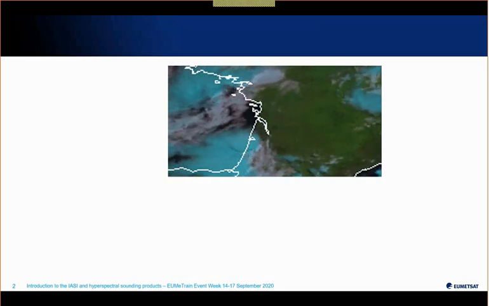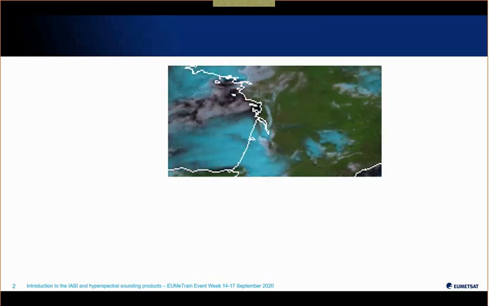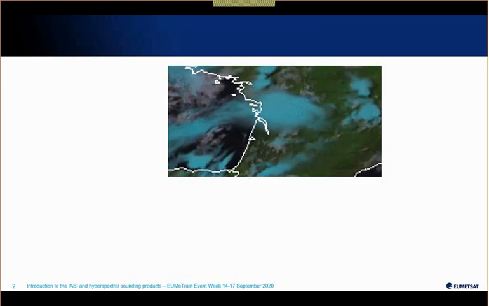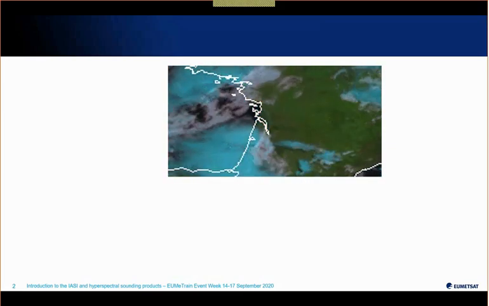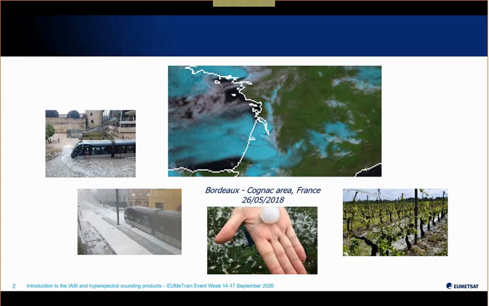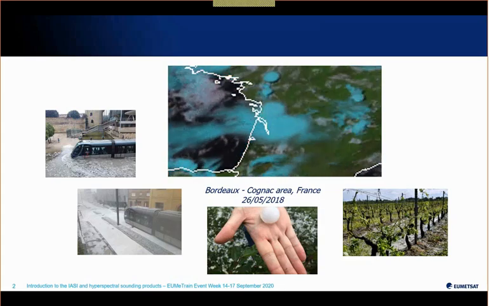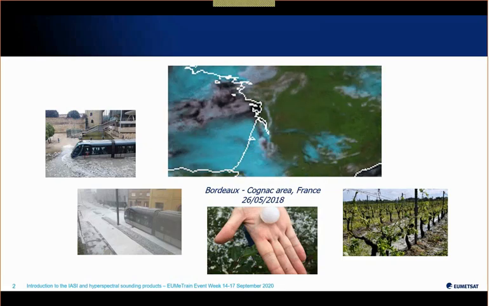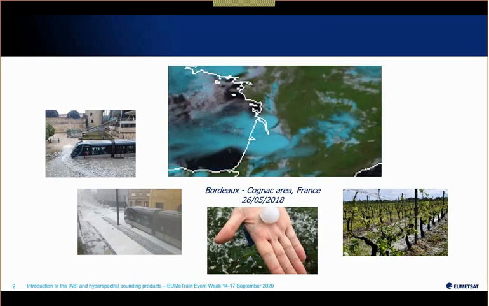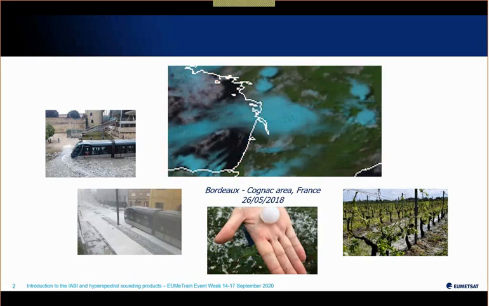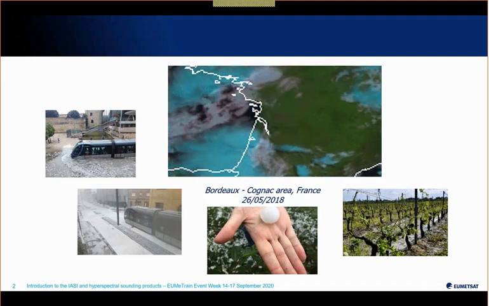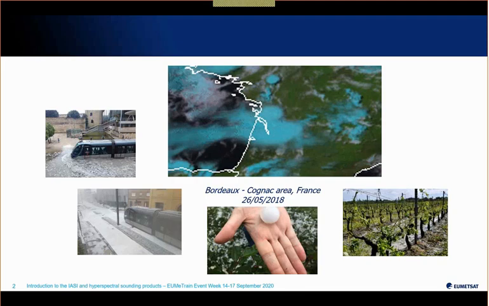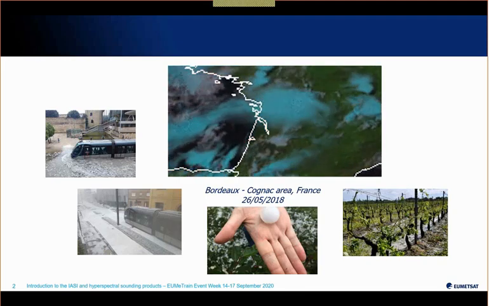In order to get started, I'll get straight into the subject by showing you an animation of a convective situation that degenerated into a heavy hailstorm in the southwest of France in May 2018. If you know the area of Bordeaux, you would surely recognize that it's not common to have snow-like cover in May. This was hail, and the hail actually destroyed all the vineyards of Cognac.